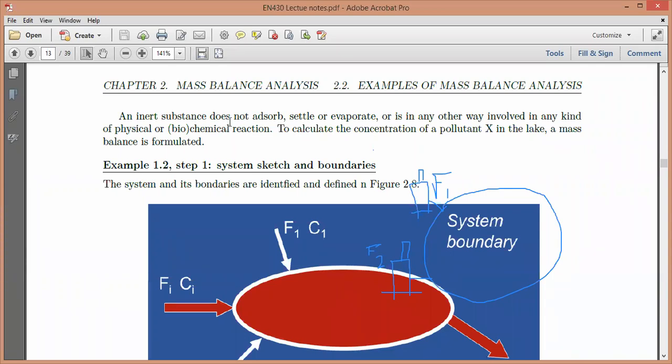I hope you still remember what adsorption is. So it does not absorb, it does not settle, it does not evaporate, or is in any other way involved in any kind of physical or biochemical reaction. So it's not involved in any reaction, that's inert. It's there and it's not doing anything. It's one chemical that will not react anywhere. So to calculate the concentration of pollutant X in the lake, a mass balance is formulated.